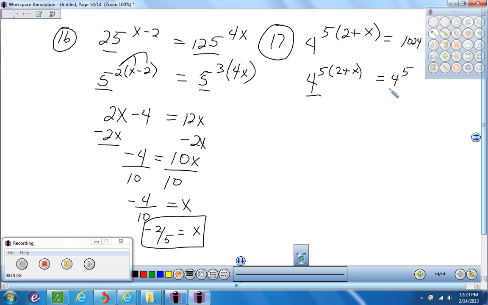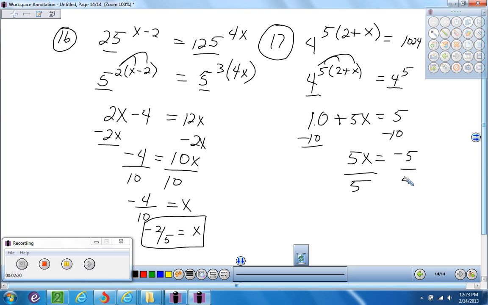Okay, so now we have the same bases, so we put the exponents equal to each other. I'm going to go ahead and distribute so that I end up with 10 plus 5x is equal to 5. Okay, subtract 10 from both sides. So I get 5x is equal to negative 5. Divide both sides by 5, and we get x is equal to negative 1.